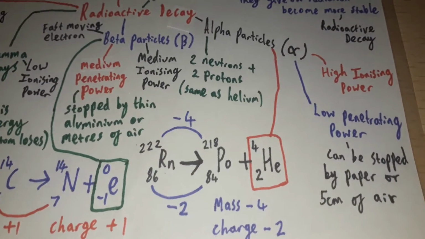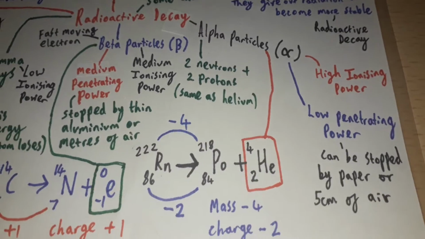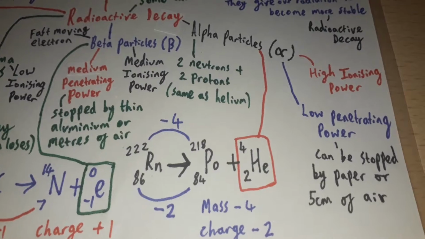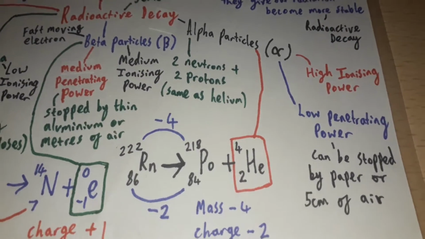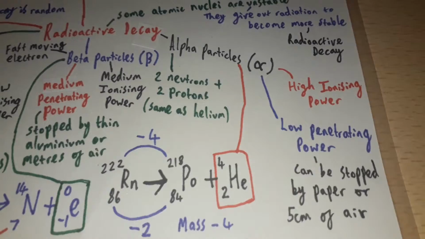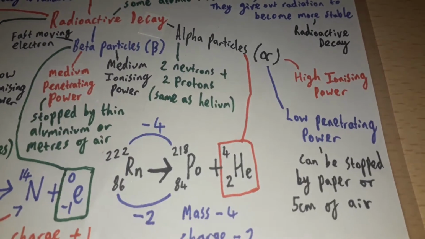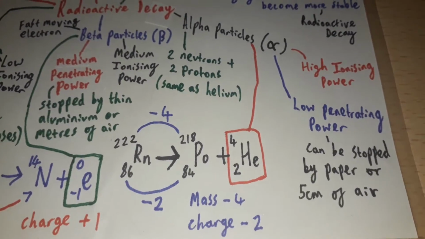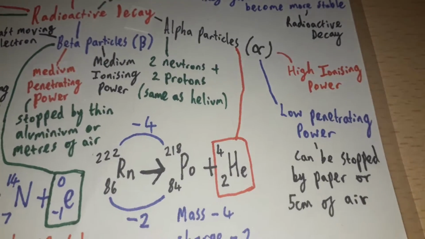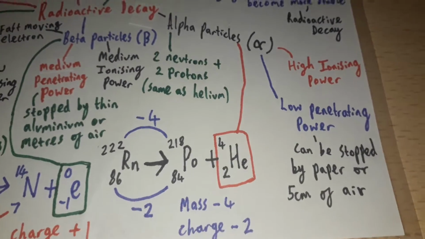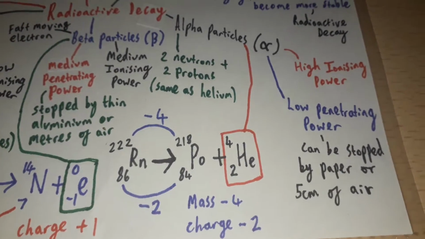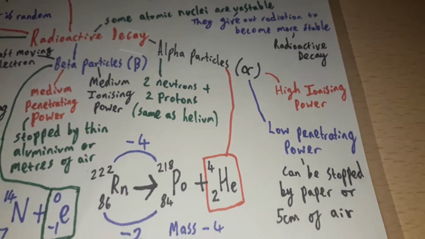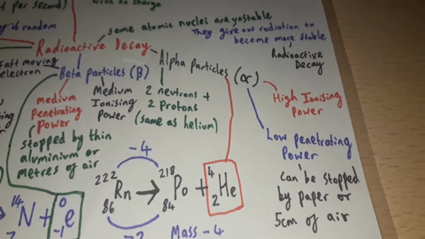So there we've got radon turning into polonium plus helium. As we can see, the radon loses 2 protons and 2 neutrons. And the helium gains the 2 protons in the atomic number underneath, and also gains 2 neutrons in the mass number above, because as we know, the mass number is the protons plus the neutrons. So we can see the mass is lost by 4 and the charge is lost by 2. And this is all because it's forming this new alpha particle, which is the same makeup as helium.